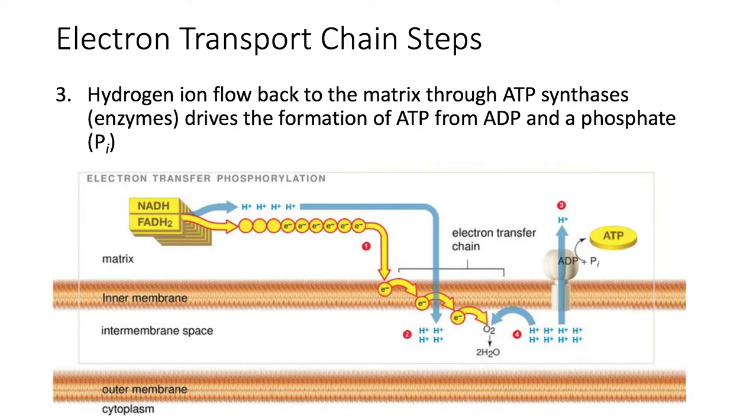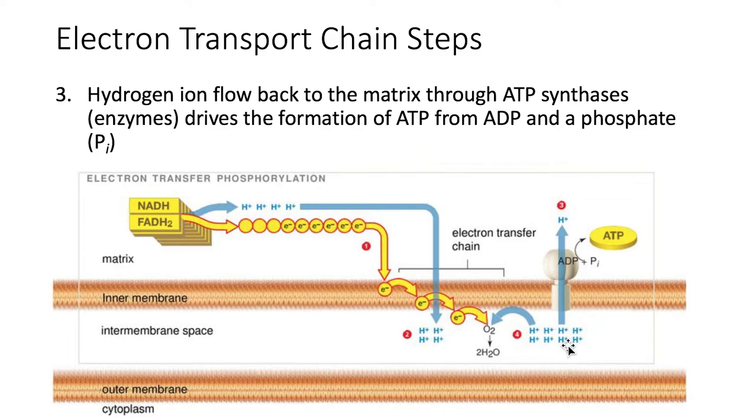In step 3, we see that this hydrogen ion concentration gradient is super helpful because now these hydrogens want to get out. They're looking for a way out. They're at a very high concentration in the intermembrane space, and they're going to escape. And where are they going to escape through? They're going to escape through this enzyme, and this is an enzyme you've seen before. This is ATP synthase.